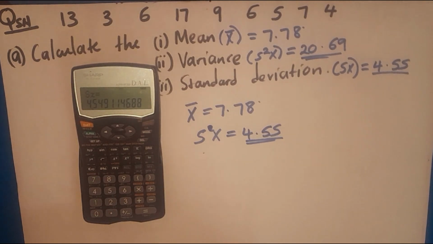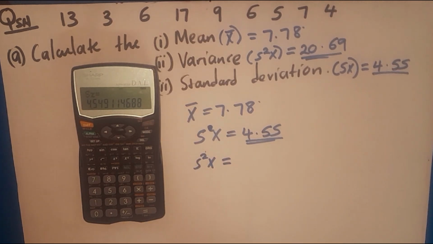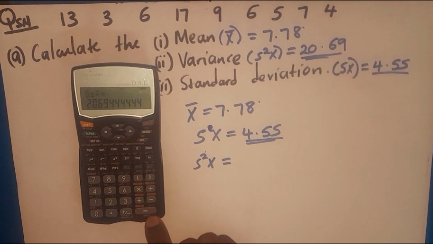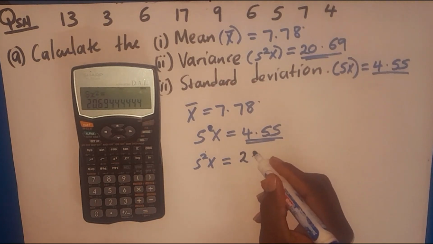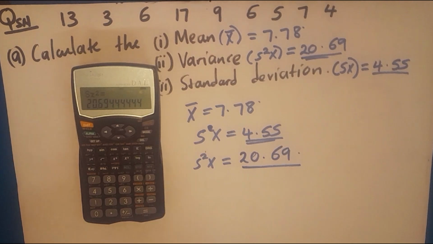To find the variance now, which is S squared X, we have to square this answer because we don't have a button where S squared X is written. So we square our answer, and we get 20.69, the same as the other calculator. So this is how we use these two calculators to calculate the measures of central tendency for ungrouped data.